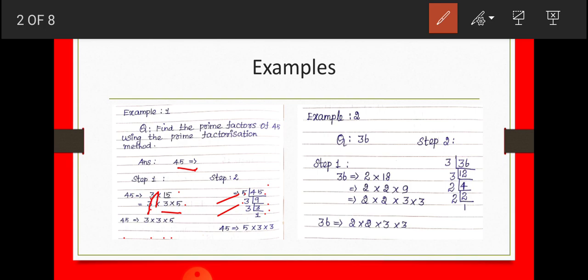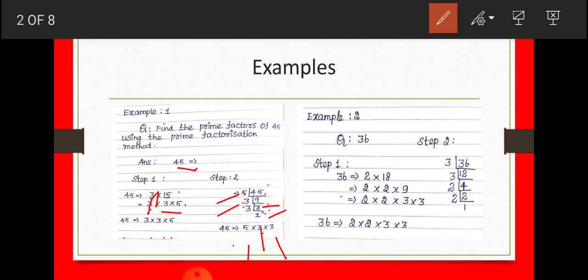So what here? One more 3 is remaining. So which one is possible? 3. So 3 ones are 3. So 45 is equal to 5, a prime number. Next 3 also a prime number. Next 3 also a prime number. This is the method of prime factorization of 45. Example 2, the question is 36. This also we are going to use the prime factorization method.